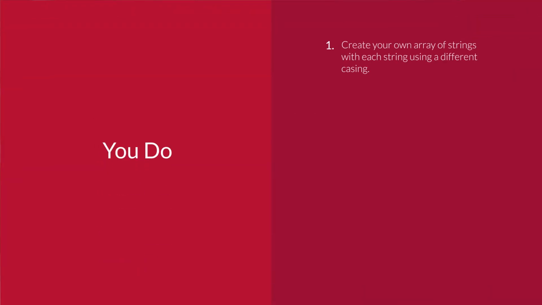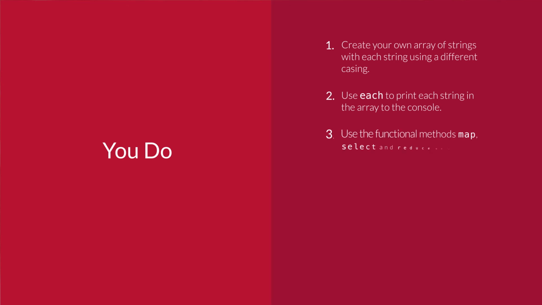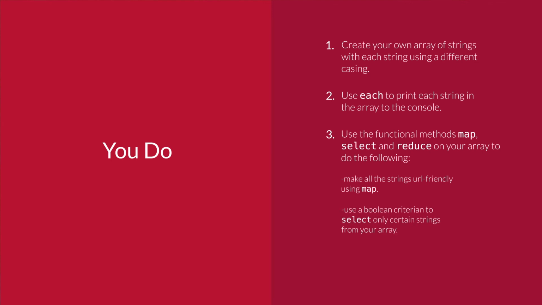Now, complete the following steps on your own. First, create an array of strings with each string using a different casing. Then use each to print each string in the array to the console. Then use each of the functional methods we've talked about, map, select, and reduce, on your array to do the following. 1. Use map to make all the strings URL friendly. 2. Use a Boolean criterion to select only certain strings from your array. 3. Lastly, use reduce to construct a hash that uses each string as a key and associates some related piece of data with each key. It could be the length of the string, you get to decide.